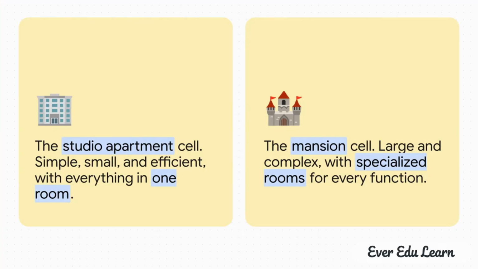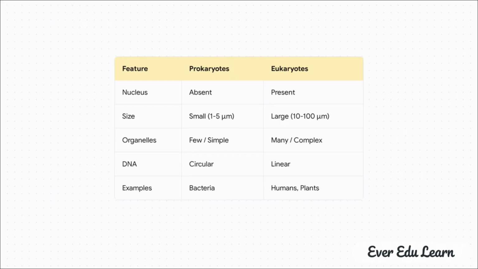All right, on the left, we've got our simple, efficient studio apartment, the prokaryote. And on the right, our complex, compartmentalized mansion, the eukaryote. Just look at this breakdown. The nucleus is the big one, a clear no versus a yes. Then notice the dramatic size difference. Eukaryotes can be 100 times bigger. And check out the DNA. Prokaryotes have a simple circular loop of DNA, while eukaryotes have their DNA organized into multiple, complex, linear chromosomes. It's really the difference between a one-page instruction manual and an entire library.